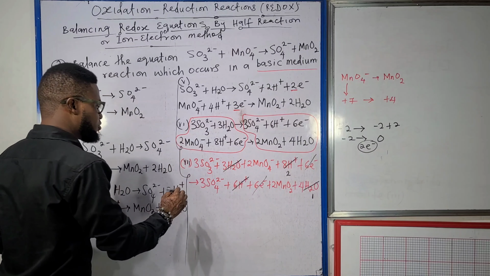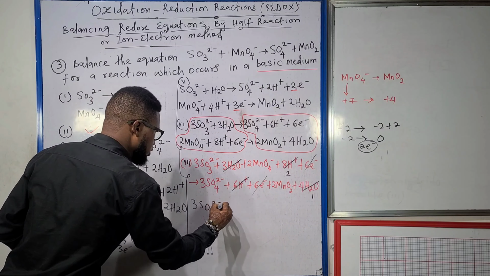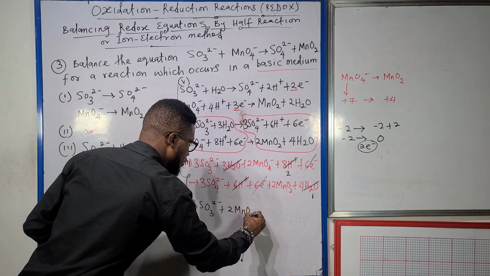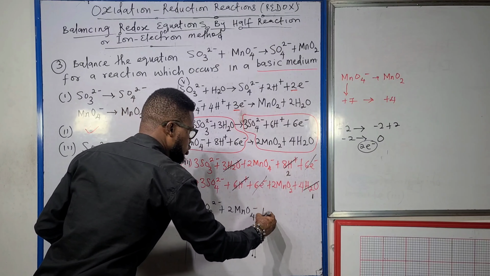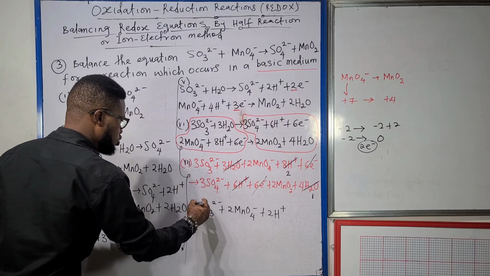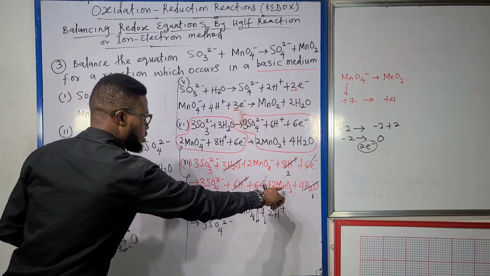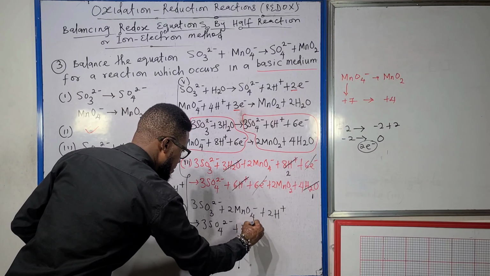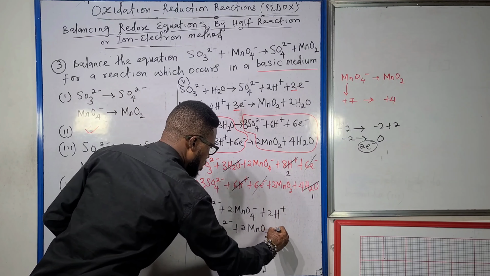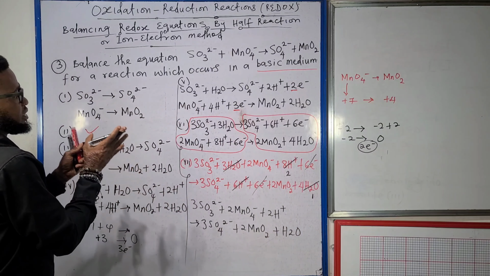So for step 7, what I'm really going to have is 3SO3 2 minus plus 2MnO4 minus. We are left with 2H plus here. That is our reactant. And then our product is going to be 3SO4 2 minus plus 2MnO2, that's manganese 4 oxide, plus we're left with 1 mole of water here. So this stops for step 7.